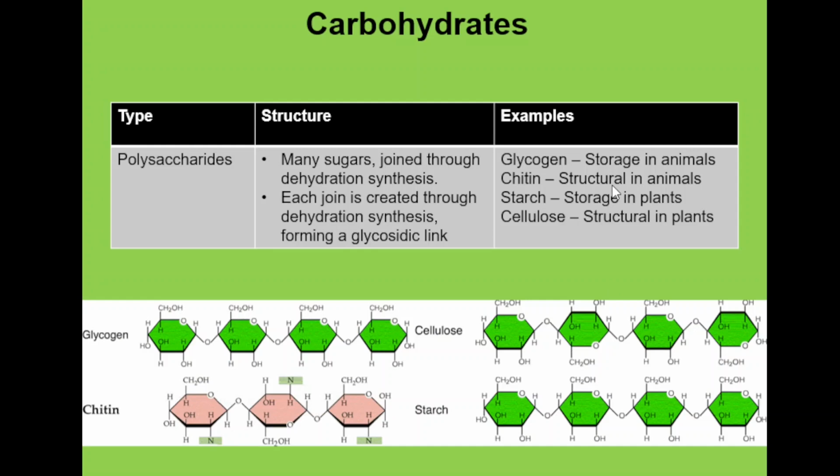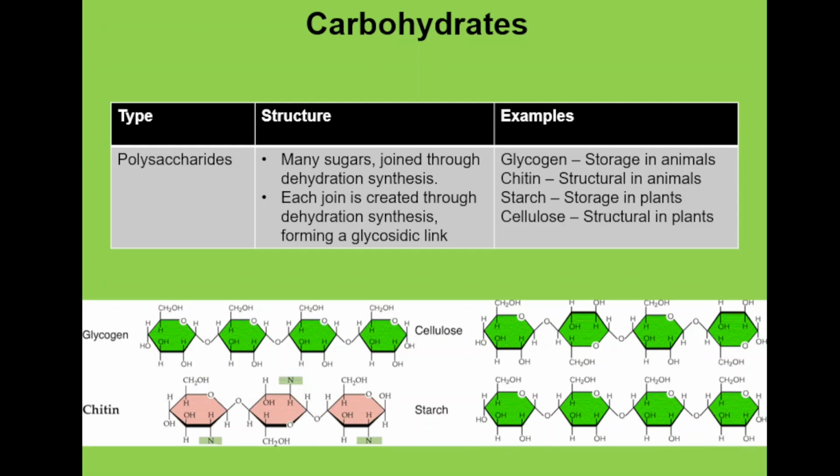So we can break these down in a couple of different ways. First you could break them down into the storage polysaccharides and then the structural polysaccharides. So we can have chitin here, which is a structural polysaccharide found in animals. And then here's cellulose, which is a structural polysaccharide found in plants. A storage polysaccharide found in animals is glycogen. And a storage polysaccharide found in plants is starch.